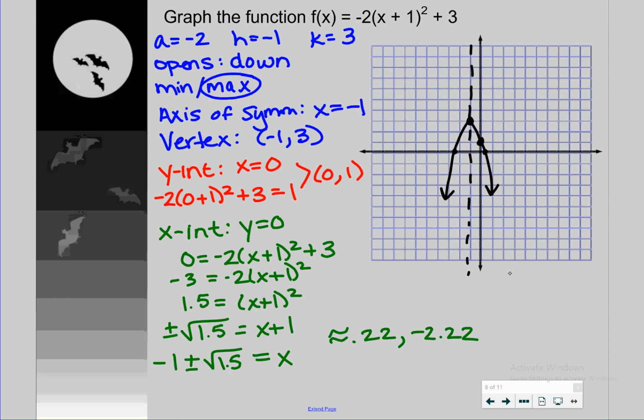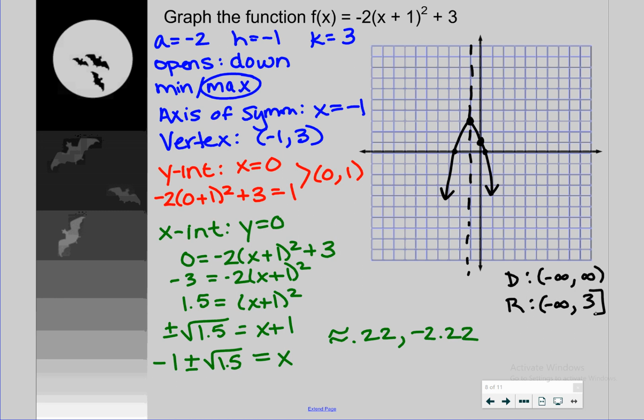What's the domain? Negative infinity, infinity. What's the range? Negative infinity to 3, bracket. Good? Questions?